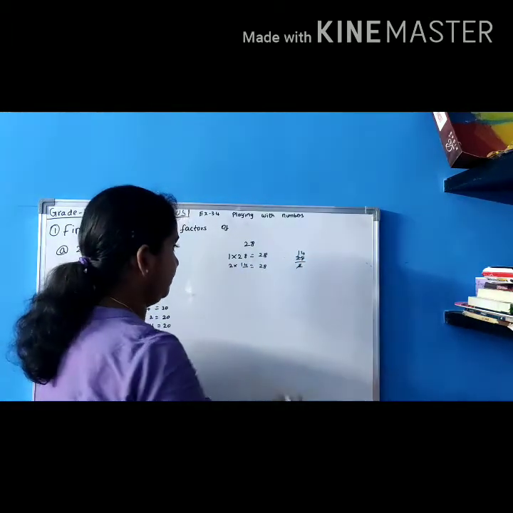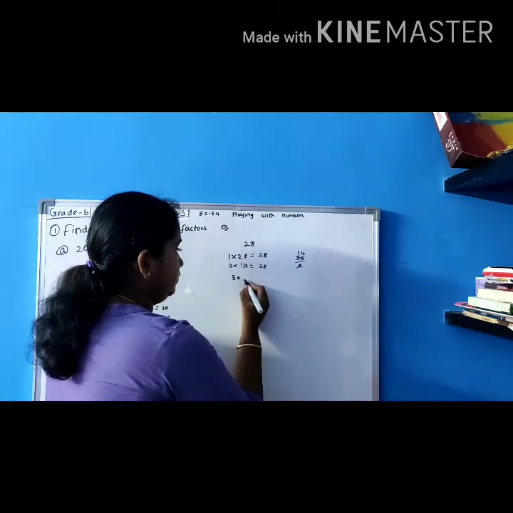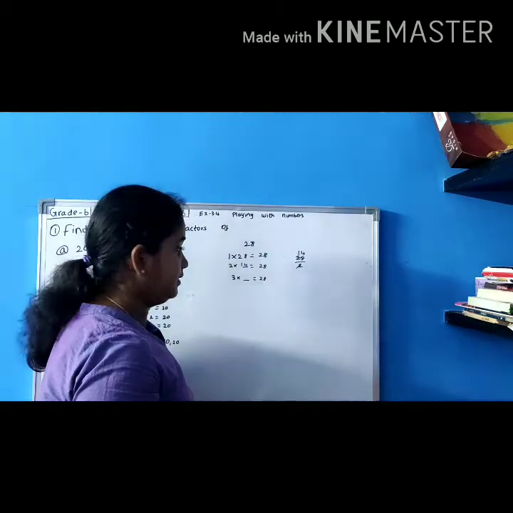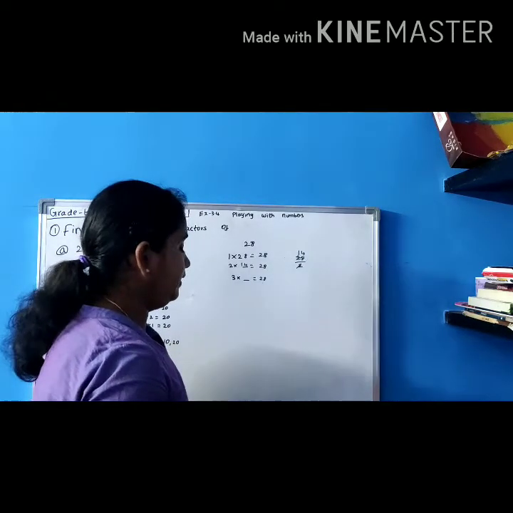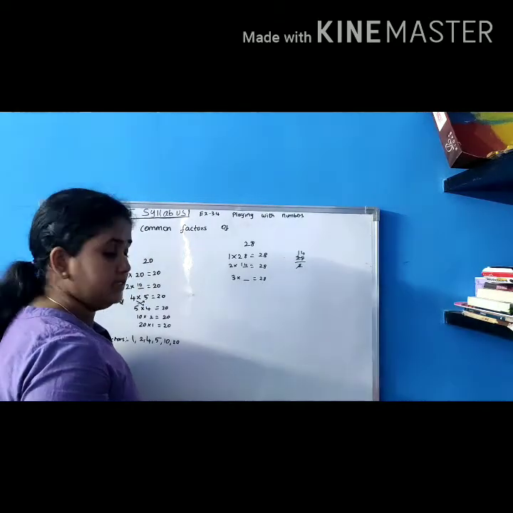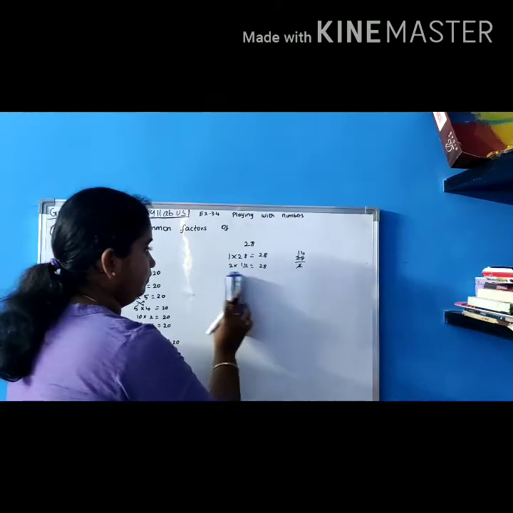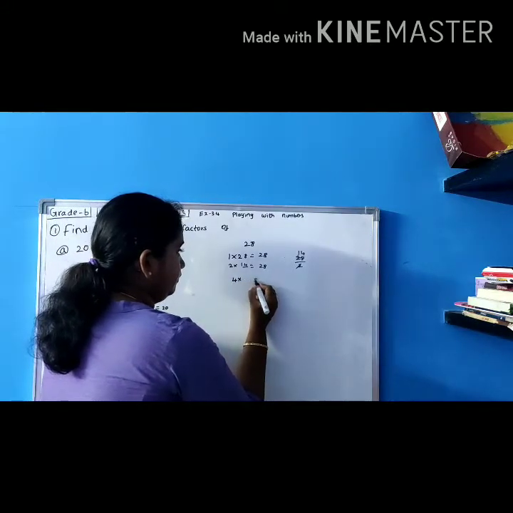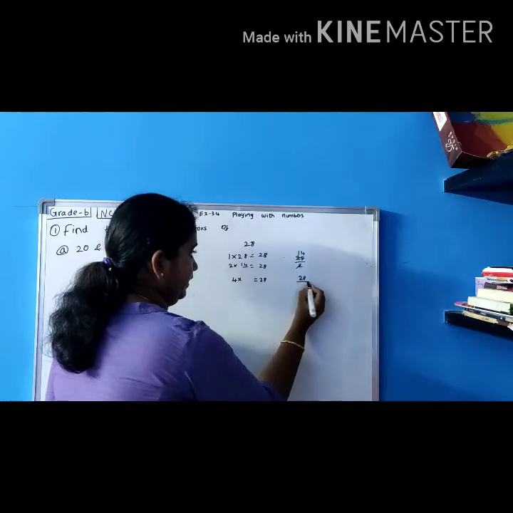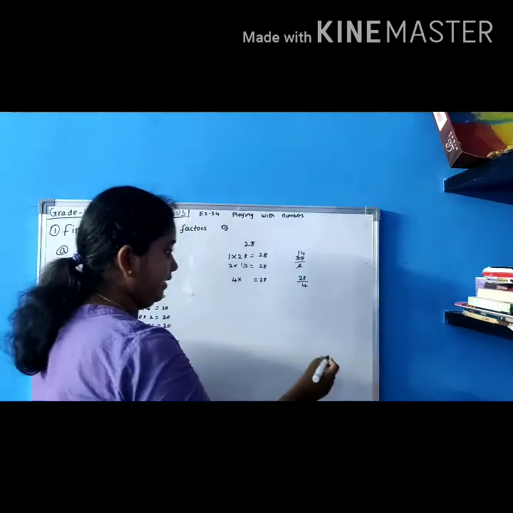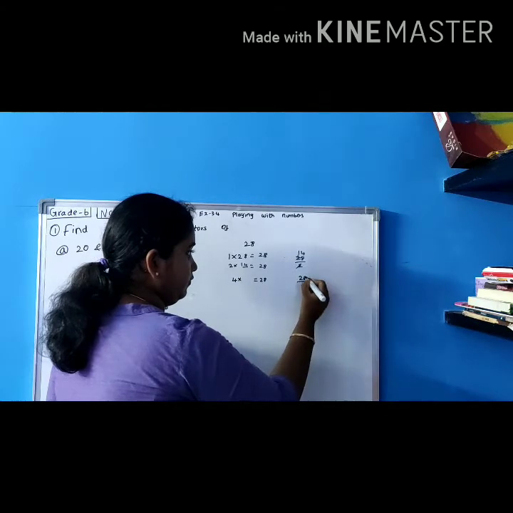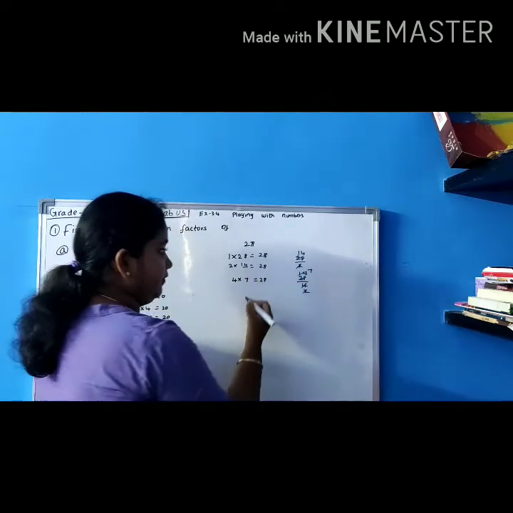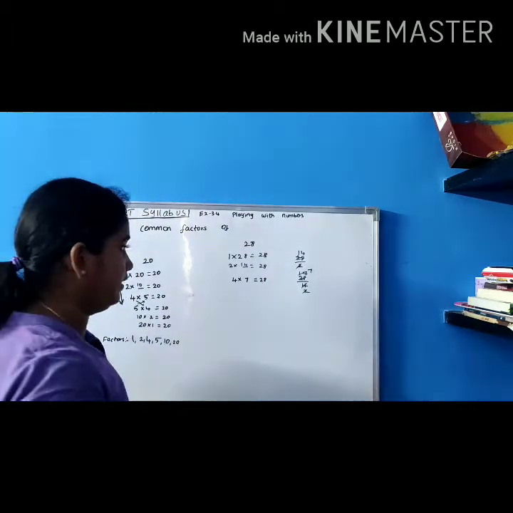Did you understand? Then 3 into what gives you 28? 7 3s are 21, 8 3s are 24, 9 3s are 27. So it will not go. Then 4 into what gives you 28? I don't know, so I am dividing. If you don't know, you just divide without fail. 4 7s are 28. 4 into 7 gives you 28.